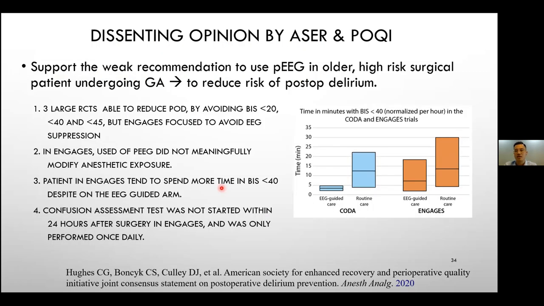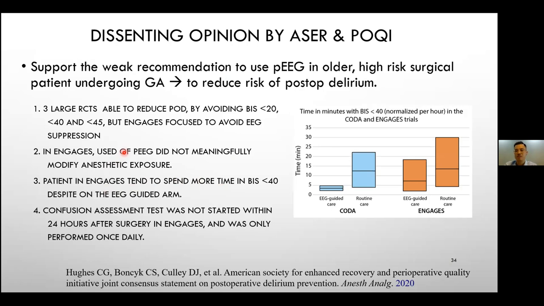Both organizations produced dissenting statements and support the recommendation to use processed EEG in older and high-risk surgical patients undergoing GA in order to reduce post-op delirium. This is evidenced by three large major RCTs that found that processed EEG was able to reduce post-op delirium by avoiding low BIS values, as we have discussed earlier.